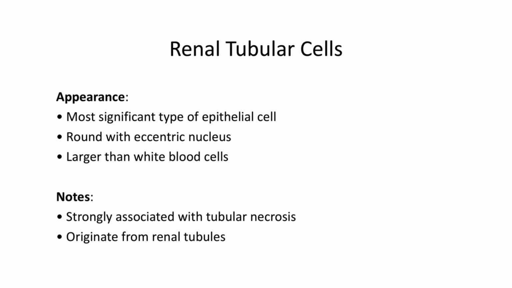Renal tubular epithelial cells are the most significant of the epithelial cells found in urine. They are round, have an eccentric nucleus, and are larger than white blood cells. Their presence is strongly associated with tubular necrosis as they originate from the renal tubules.